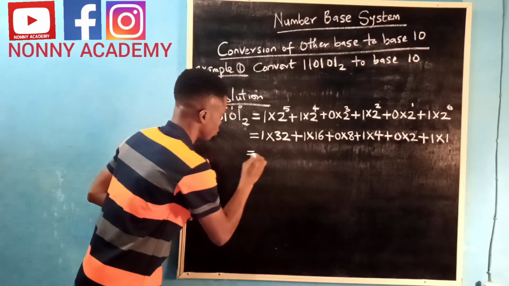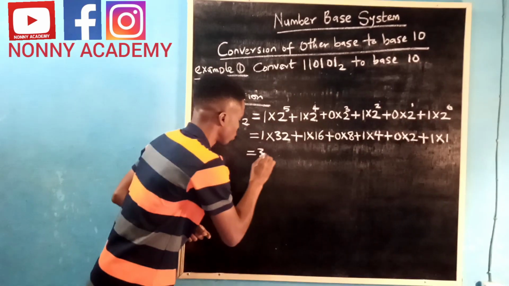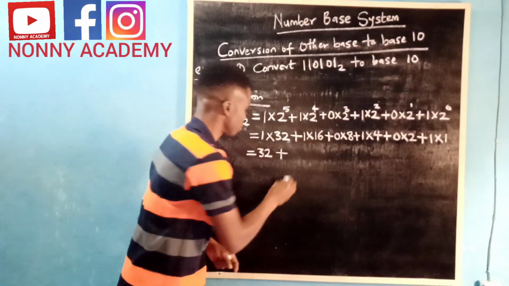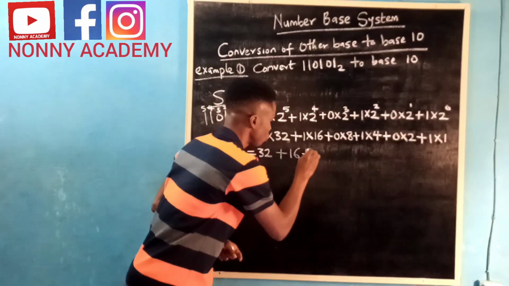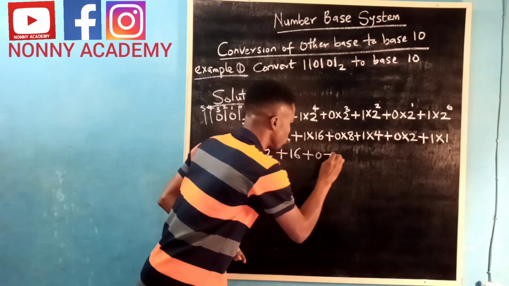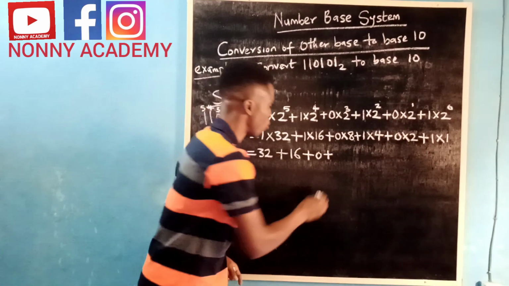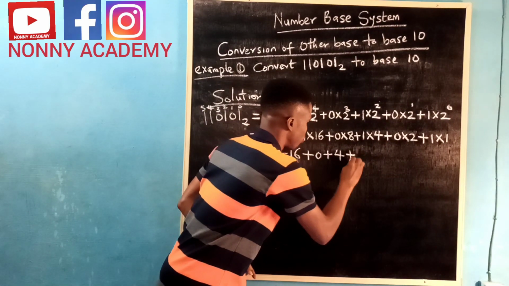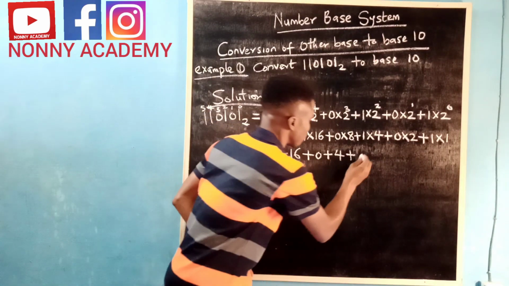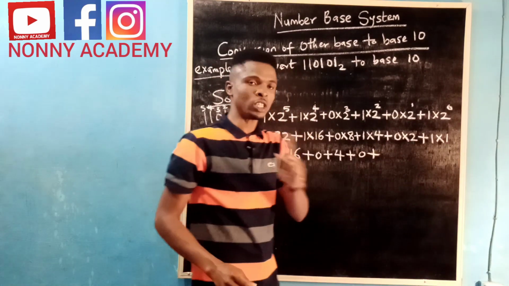The next step, 1 times 32 is 32. Plus 1 times 16 is 16. Plus 0 times 8 is 0. Plus 1 times 4 is 4. Plus 0 times 2 is 0. And lastly, plus 1 times 1 is 1.